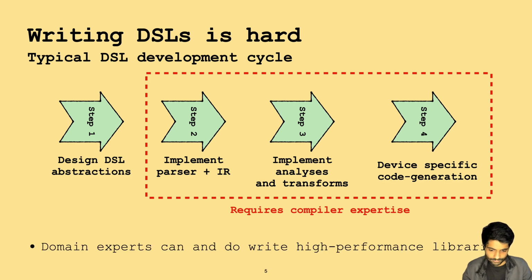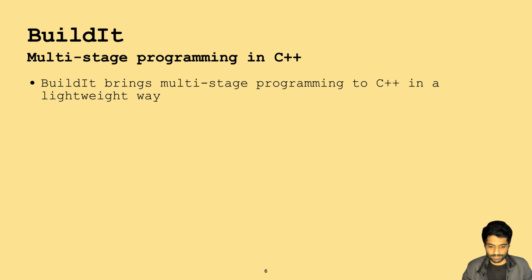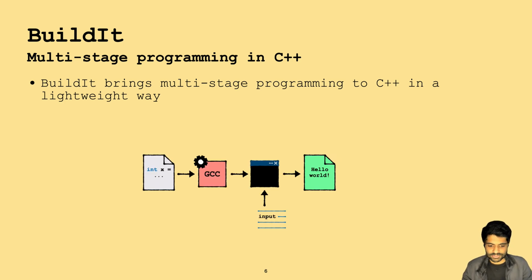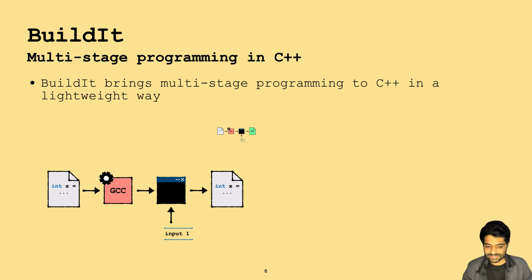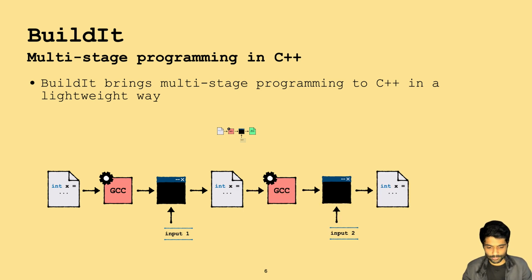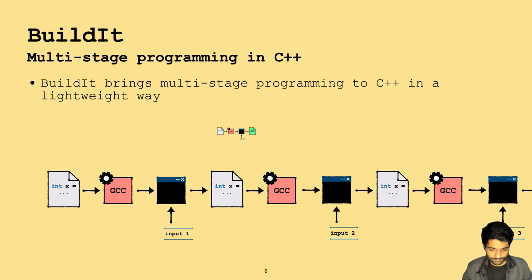BuildIt is a lightweight multi-stage programming library in C++. In traditional single-stage programming, we write a program that we pass through a compiler to obtain an executable. We run this executable with some inputs to obtain the final output. In multi-stage programming, on the other hand, the output of this compiled executable is once again another program that we can compile and execute with a new set of inputs to obtain another program. This process can be repeated as many times as we want before obtaining the final output. This kind of approach lets us generate a partially valid program that is tailored to a certain set of inputs and is typically more optimized than the general one.